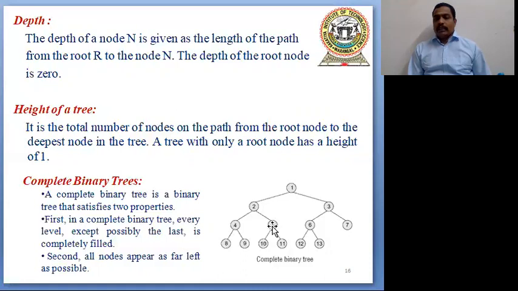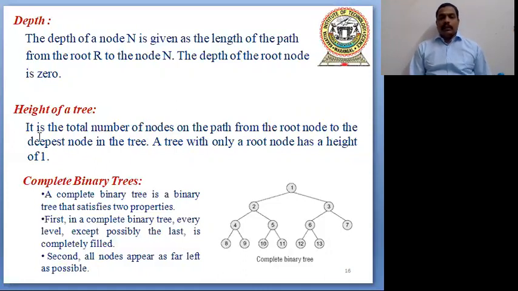In case 5 is there, what is the depth of 5? It will be considered from the root. Root is there, one link and another link. So 2 is the depth of 5. Okay. So then next, height of the tree.